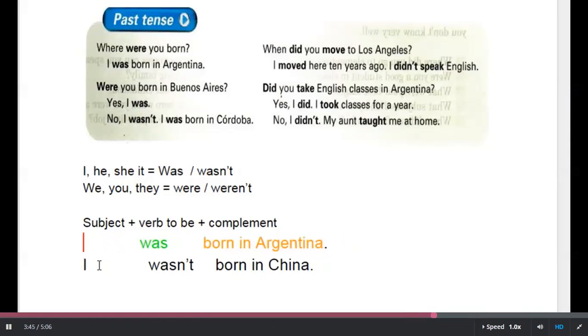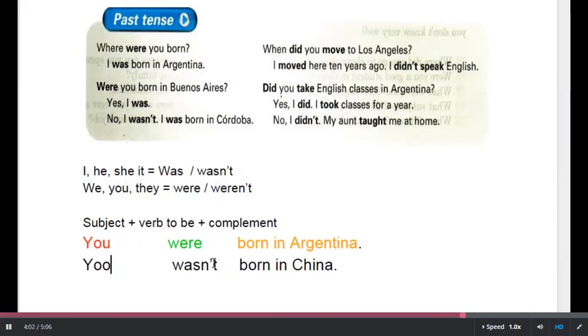Whenever we change the subject, now we use you, so therefore we're going to have to use the verb to be were, and in our negative statements that would be weren't. So you were born in Argentina, and of course we can say you, and this will be in its negative form, so this will be you weren't born in China.